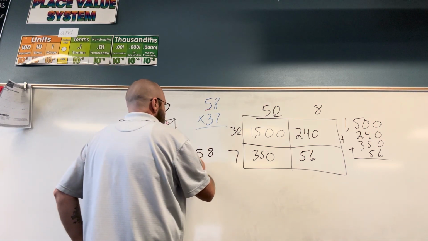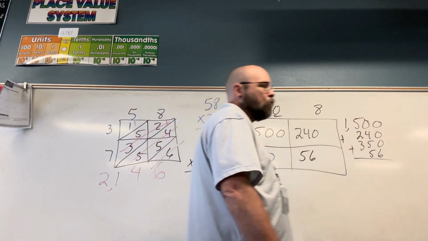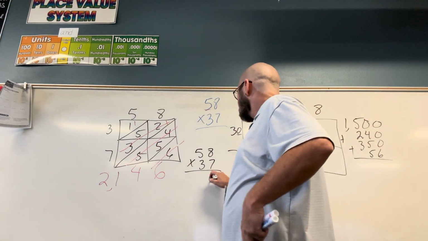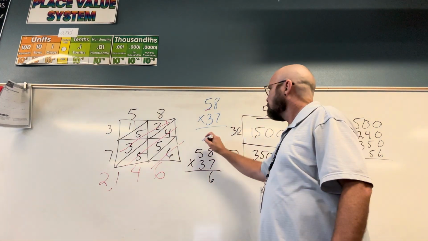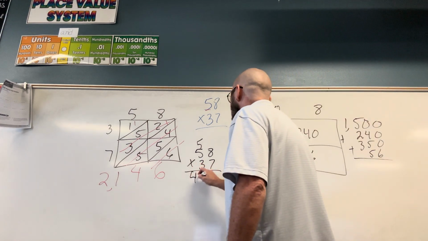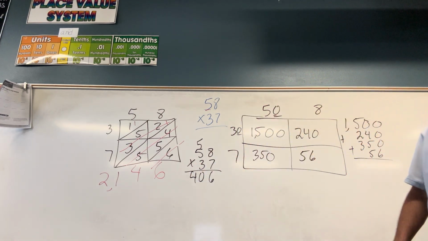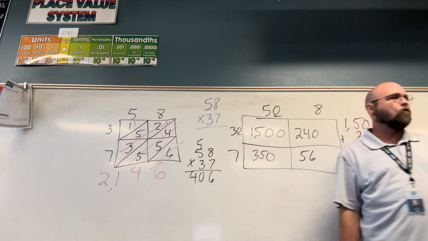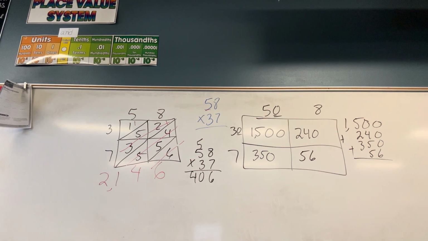Let's do 58 times 37. We're multiplying the same numbers. 7 times 8 is what? 56. I have 56 ones, or 5 tens, 6 ones. 7 times 5 is? 35. Plus 5 more? 40. So 58 times 7 is 406. I just multiplied 58 times 7 and got 406. And we did it all in our head.